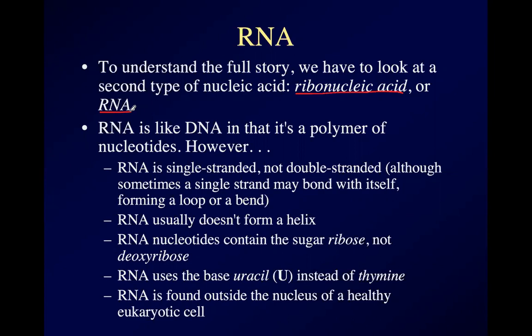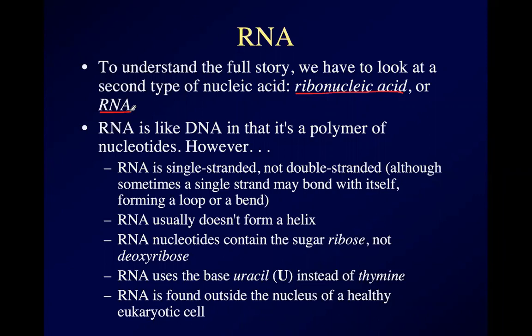But RNA does not naturally exist as a double helix. It's not two strands wrapped around each other. RNA, again, usually does not form a helix at all. RNA nucleotides contain a sugar called ribose, not the sugar called deoxyribose. And RNA uses one different base. Instead of the base thymine, T, it uses a base called uracil, abbreviated U.